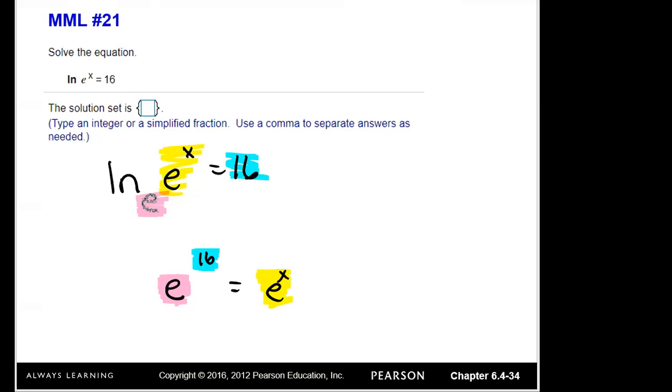And on this one, my bases are the same. I have an e to the this equals an e to the that. So my this equals my that, and I'm done. And just drop those e's, drop your bases.